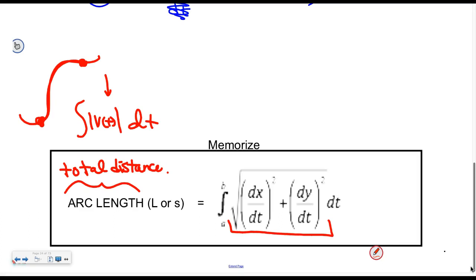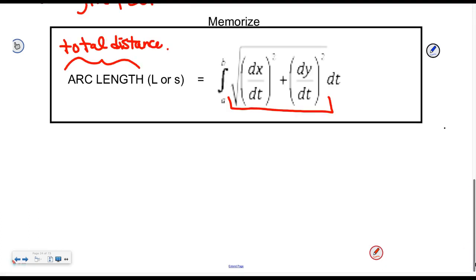Absolute value is not there, but what happens when you square anything? It's positive, so that shouldn't cause you an issue. Eventually, someday next week, we will have a formula for speed, and it should not surprise you at that time that this is going to be our formula. It's actually going to be what we call the magnitude of the velocity vector, but for now, technically you're still going to be integrating the speed to find total distance traveled. But today we're calling this arc length, and you are not connecting it to speed at all.